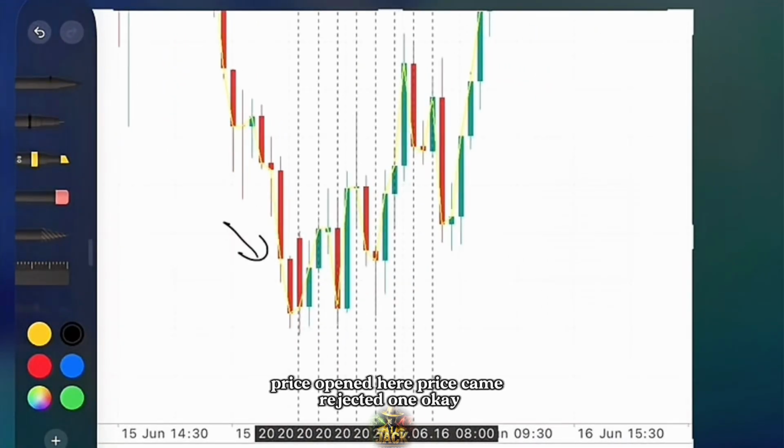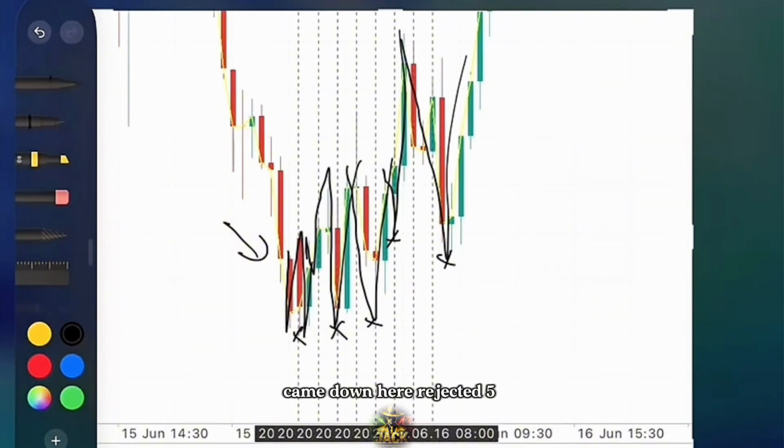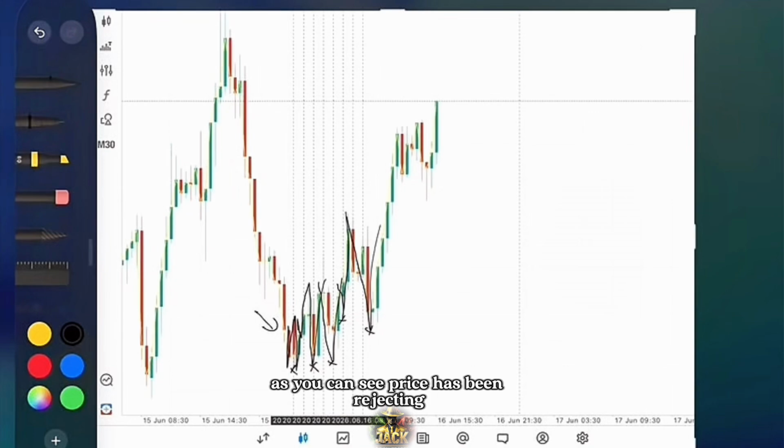Price opened here. Price came, rejected 1. Came down, rejected 2. Came down, rejected 3. Came down here, rejected 4. Came down here, rejected 5. As you can see, price has been rejecting each and every move that the market makes to go down.